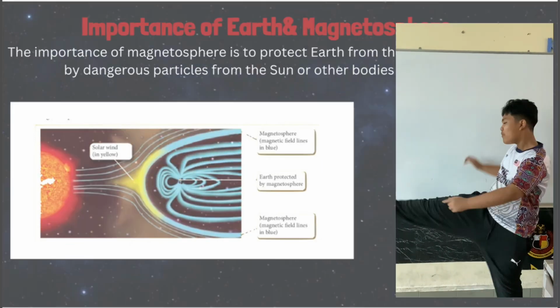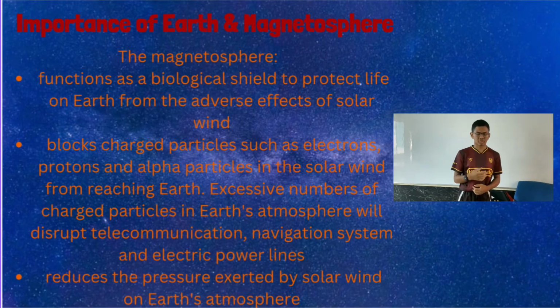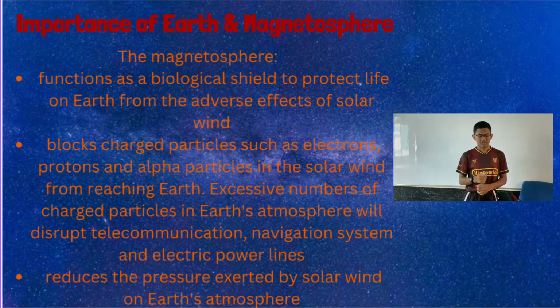Now I'm going to continue on the importance of Earth's magnetosphere. The magnetosphere functions as a biological shield to protect life on Earth from the adverse effects of solar wind. It blocks charged particles such as electrons, protons, and alpha particles in the solar wind from reaching Earth. Excessive numbers of charged particles in Earth's atmosphere will disrupt telecommunication, navigation systems, and electric power lines. It also can reduce the pressure exerted by solar wind on Earth's atmosphere.